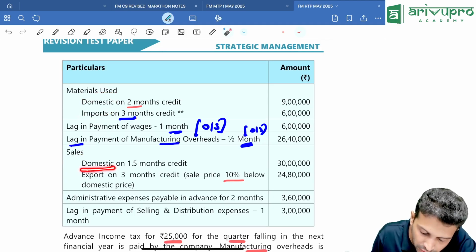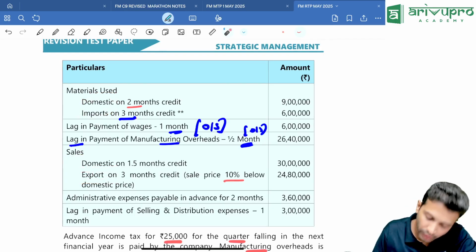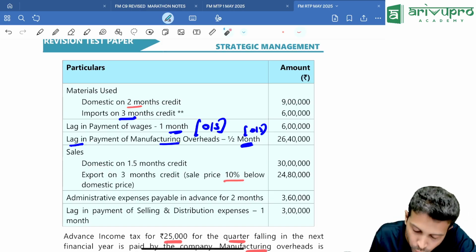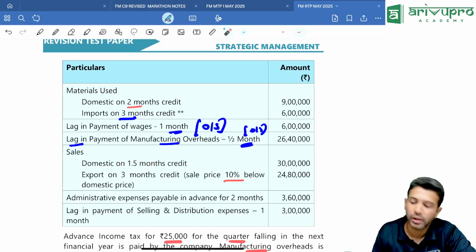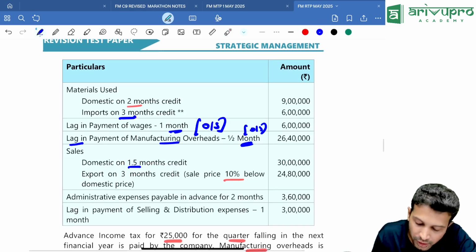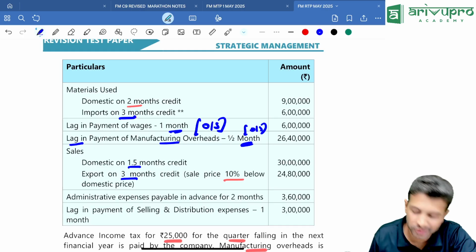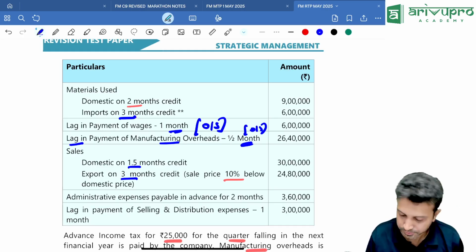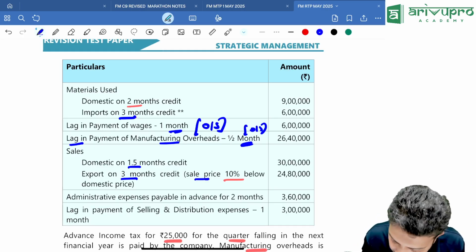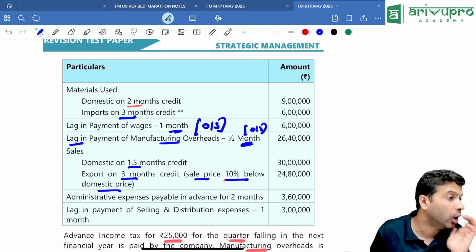Okay. Sales, sir, we are doing just like materials. We are selling locally also. We are also doing export. If you sell locally, domestic, we give to our local debtor how many months credit? 1.5 months credit. But if you do an export sale, we will give a credit of 3 months. And export selling price is 10% below domestic price.